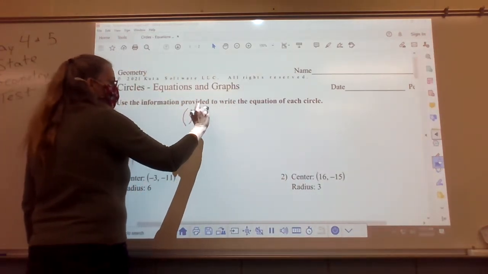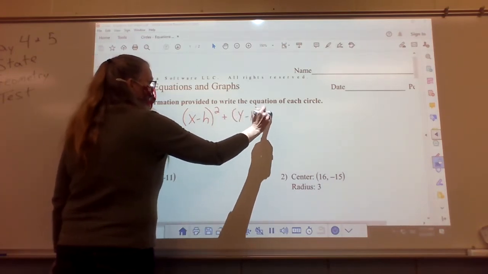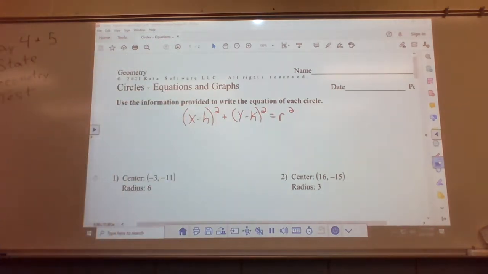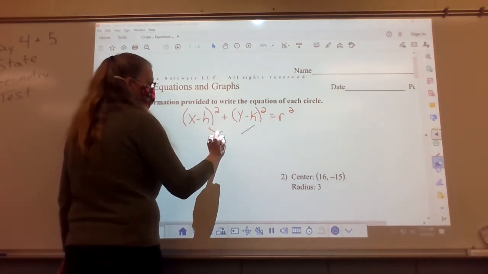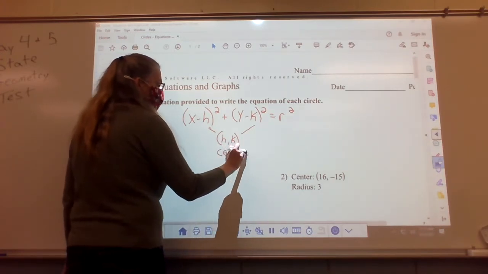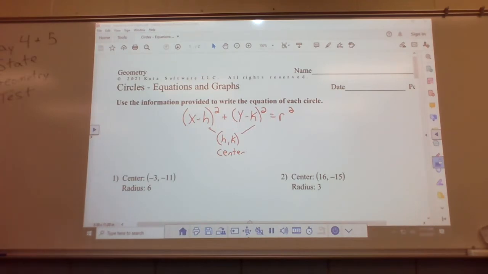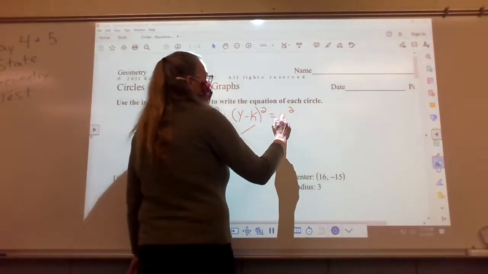(x - h)² + (y - k)² = r². Now the x and the y are just part of the equation. The h and the k, those come from the center. So the h and the k is the ordered pair for the center. And the r kind of makes sense for this one. What do you think the r stands for? And if we're doing a circle, it's the radius. So the r is the radius.